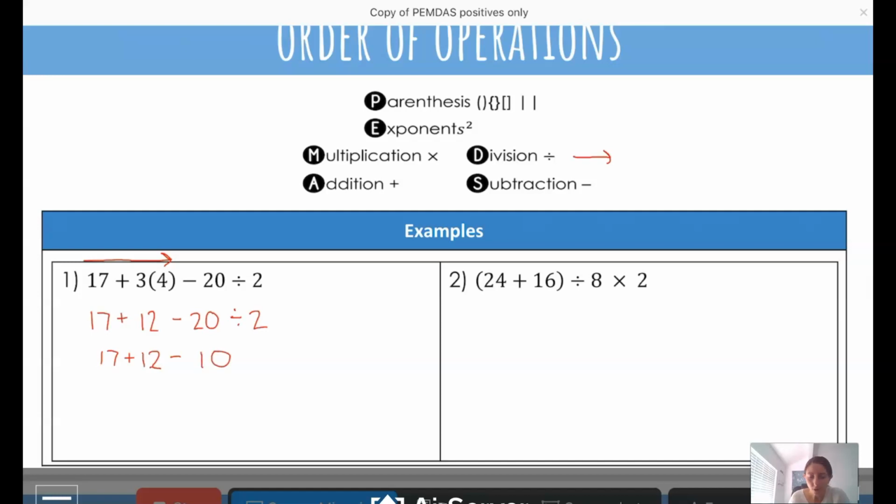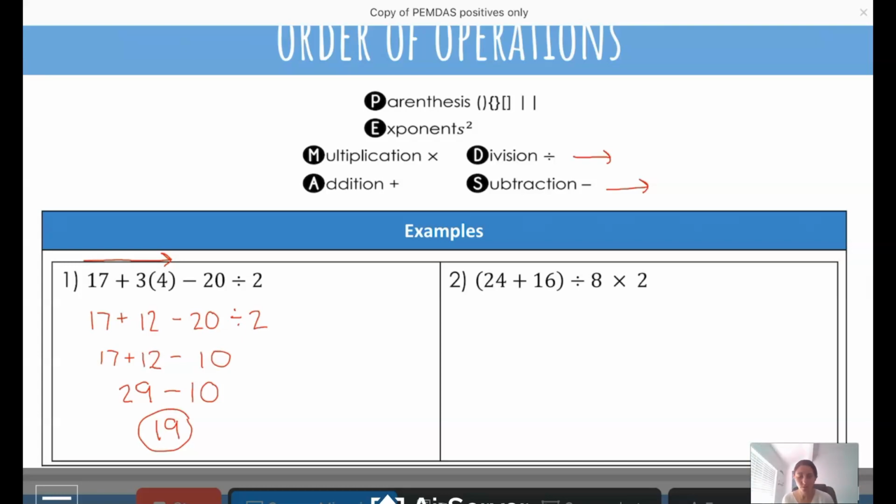So now I have all addition and subtraction. Like multiplication and division, addition and subtraction also gets done left to right. So I'm going to add 17 plus 12 to get 29, and then bring down my minus 10. And then 29 minus 10 is going to give me 19, which is my final answer. So I followed my order of operations to get 19.